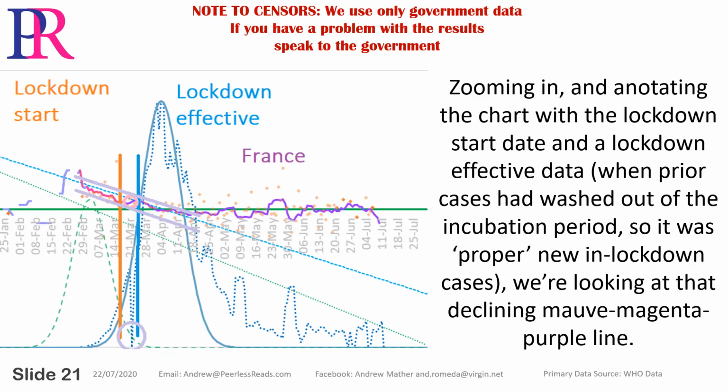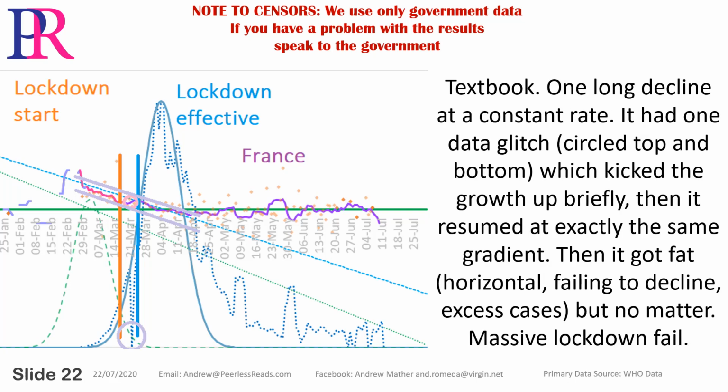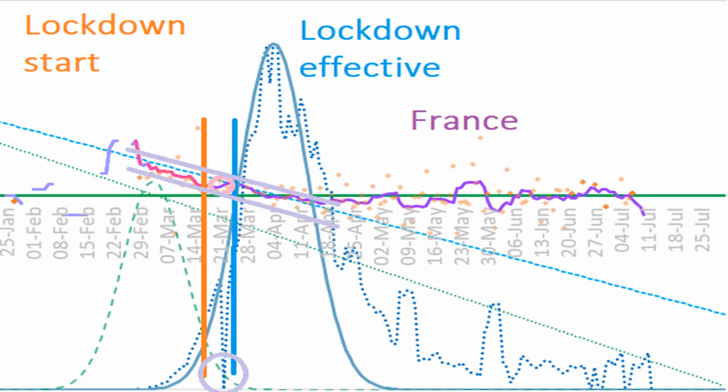Zooming in and annotating the chart with a lockdown start date and a lockdown effective date, when prior cases had washed out of the incubation period, so it was proper, new in-lockdown cases, we're looking at that declining mauve, magenta, purple line. Textbook, one long decline at a constant rate. It had one data glitch, circled top and bottom, which kicked the growth up briefly, then it resumed at exactly the same gradient. Then it got flat, horizontal, failing to decline, excess cases, but no matter, massive lockdown fail.